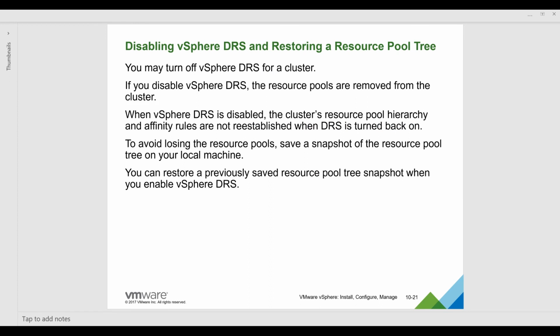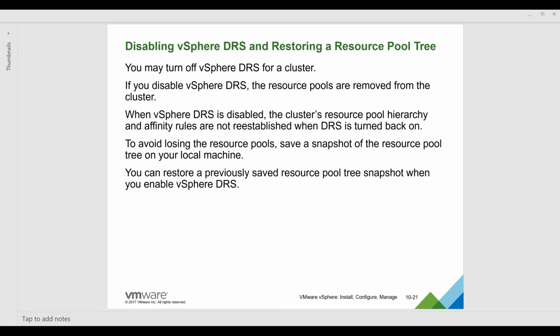You can turn off DRS for a cluster. If you disable it, the resource pools are removed from the cluster. When it's disabled, the resource pool hierarchy and affinity rules are not reestablished when you turn it back on. So when you turn it off, it deletes that information.